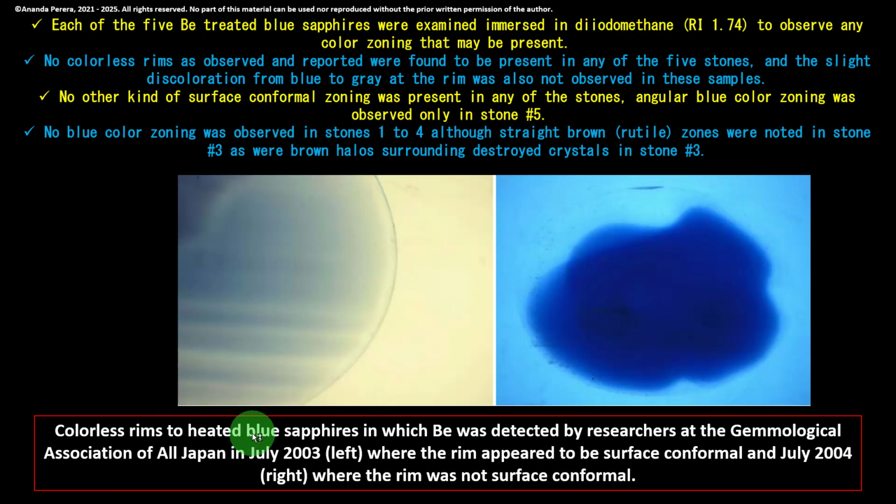Colorless rims to heated blue sapphires in which beryllium was detected by researchers at the Gemological Association of All Japan in July 2003, left, where the rim appeared to be surface conformal, and July 2004, right, where the rim was not surface conformal. These are the 2 images.